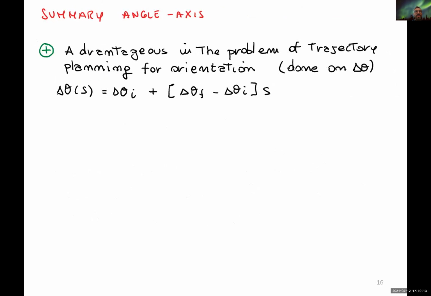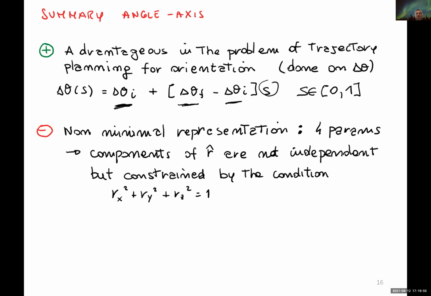Okay, this is just a side note if you want to be more efficient in your code. In summary, now we see why these angle axes are also useful. When you want to plan orientations, we can do the interpolation on the delta theta axis. So now it's licit to do this. We start from the initial angle and we subtract from the final the initial one, and we have the scalar S that is the time parameterization that goes between 0 and 1. So this is very useful to do interpolation. Still it is not a minimal representation because we have 4 parameters and the components of r are constrained by the condition of having unit norm, because we said unit axis.